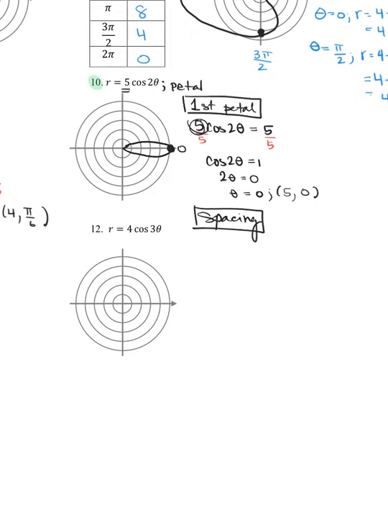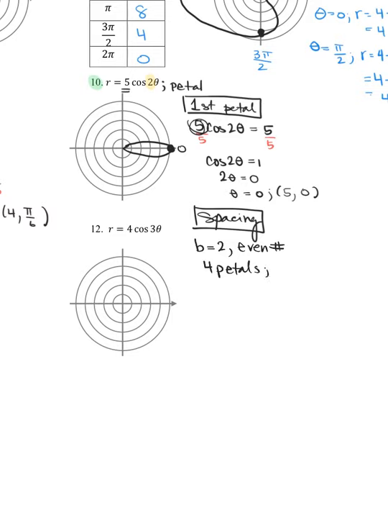So when I take a look at my equation again, what I want to look at is that B value, so that's that number in front of the theta, so 2. And so then I know B is equal to 2, which is an even number. So there's going to be 4 petals altogether, right? So double the petals, so 2 times 2 is 4. And then because it's even, I'm going to see all 4 petals. There's not going to be 2 graphed on top of 2.